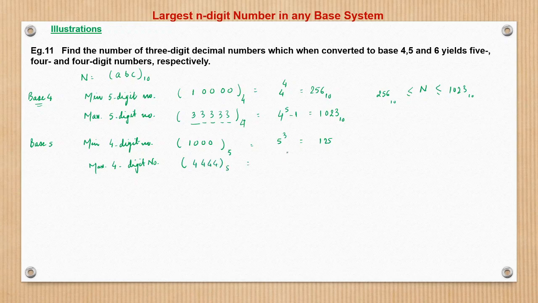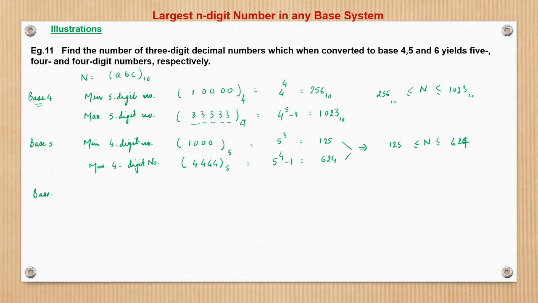This we can write as what? 5 raised to power 4 minus 1. So this is 625 minus 1 is 624. So from these two I can write that n lies between 125 and 624.